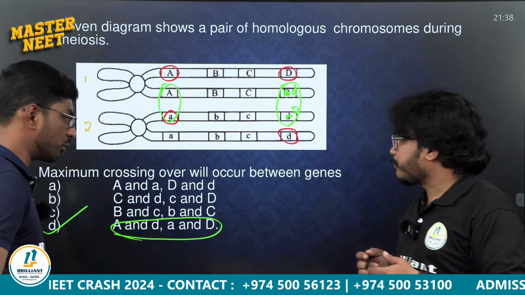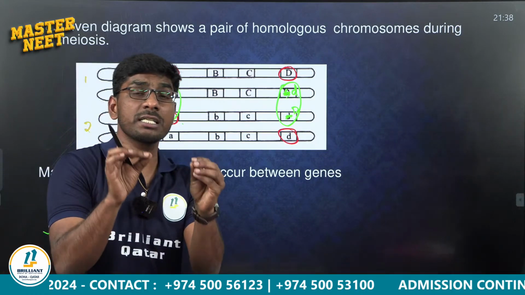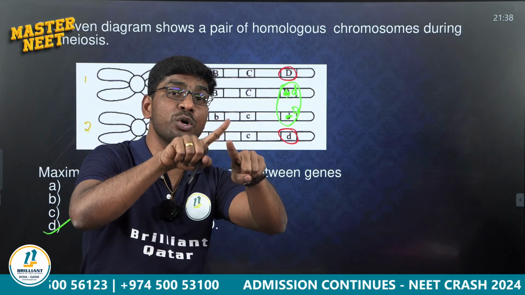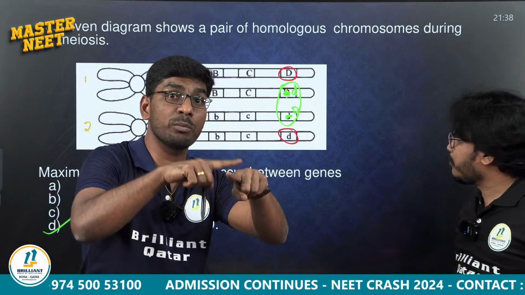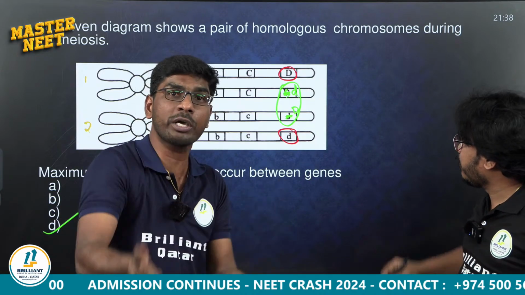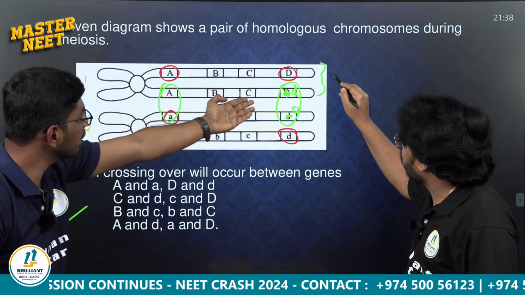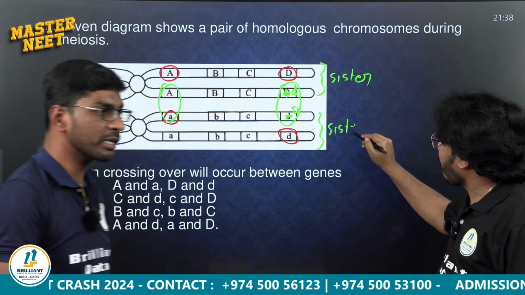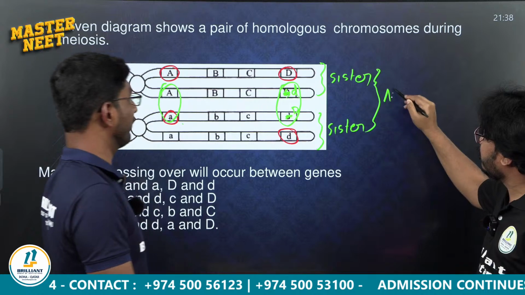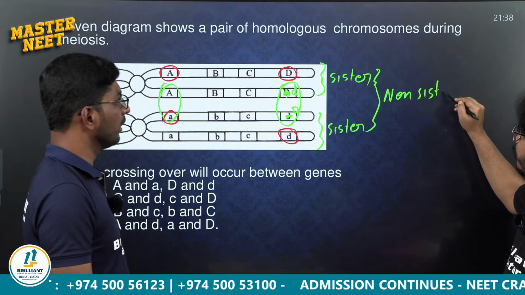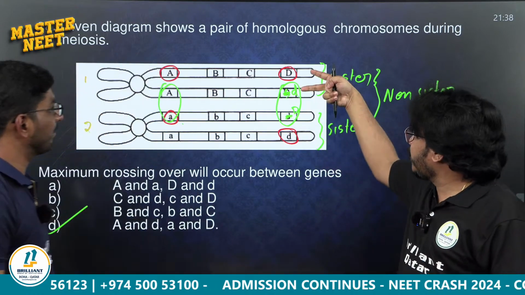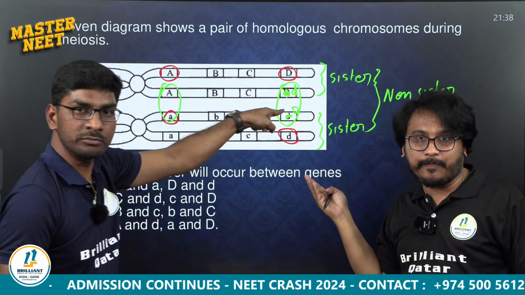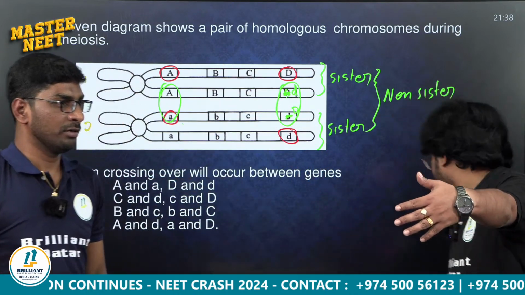Students, keep in mind: when the distance is more, crossing over takes place between two non-sister chromatids of homologous chromosomes and can make new recombinants, that means new characteristic features. Here, which genes are far? A and D are far. So the answer is that. Good. Next question. Hope you got it. These are actually sister chromatids. These two are non-sister chromatids of homologous chromosomes. Exchange will take place only between those.